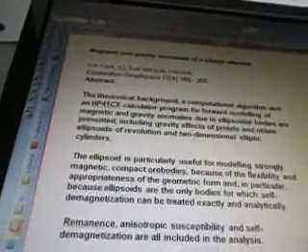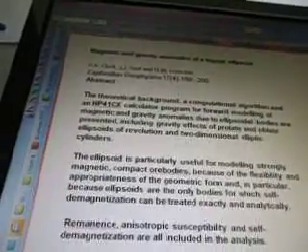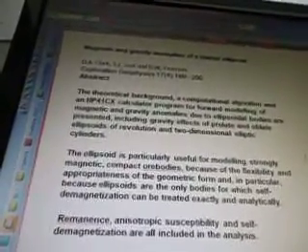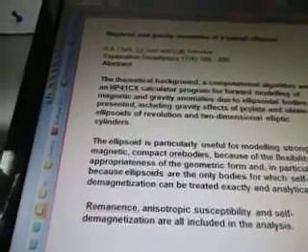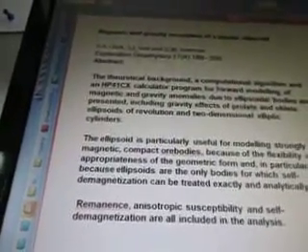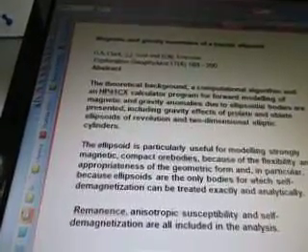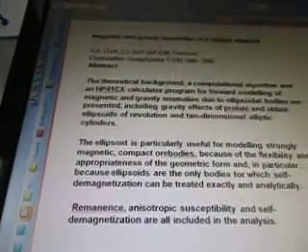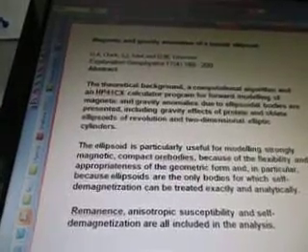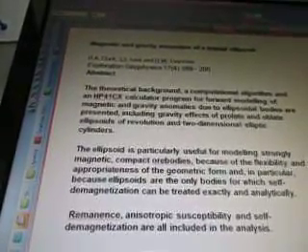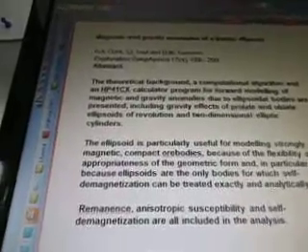The theoretical background, a computational algorithm, and an HP 41CX calculator program for forward modeling of magnetic and gravity anomalies due to ellipsoidal bodies are presented, including gravity effects of prolate and oblate ellipsoids of revolution in two-dimensional elliptic cylinders.